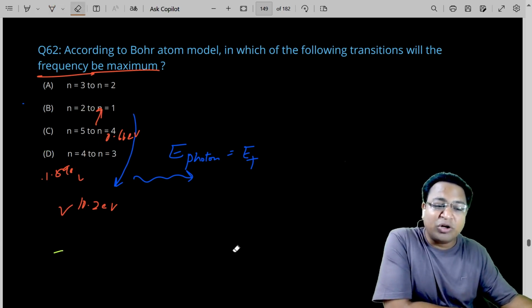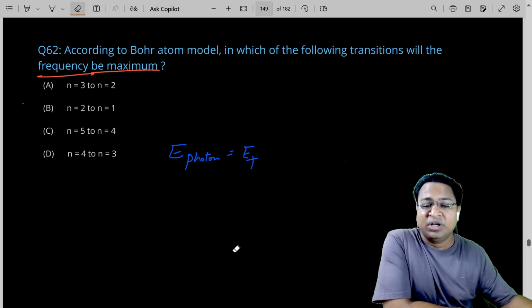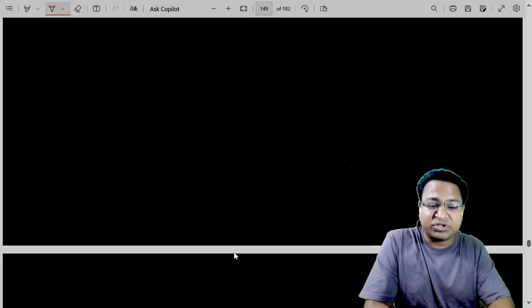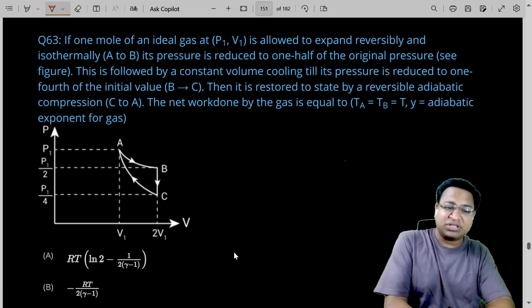Notice that all the options given differ by only one. So whatever transitions we are discussing, they are just happening to the next lower orbit. So the transition which is closest to the nucleus among these is 2 to 1. So that would be the correct answer. That will give us the most energetic photon. Okay, that was question number 62 for you. Now we come to question number 63.